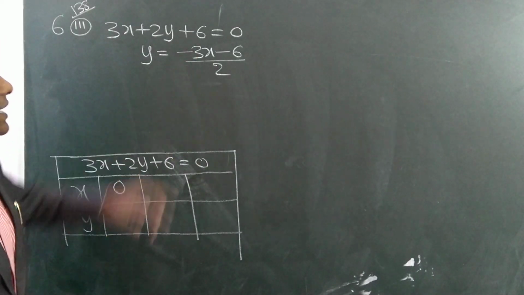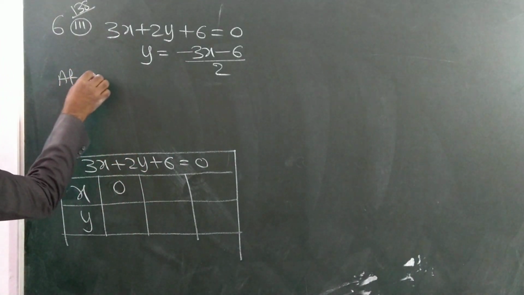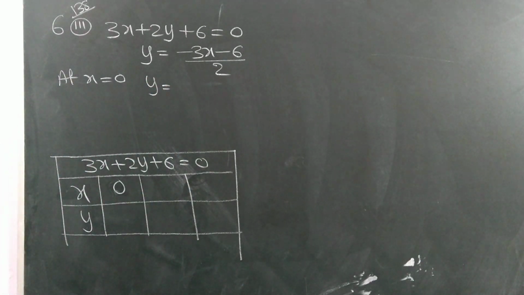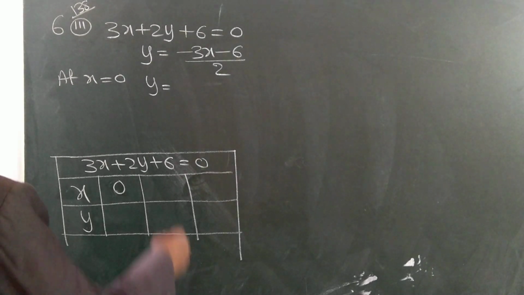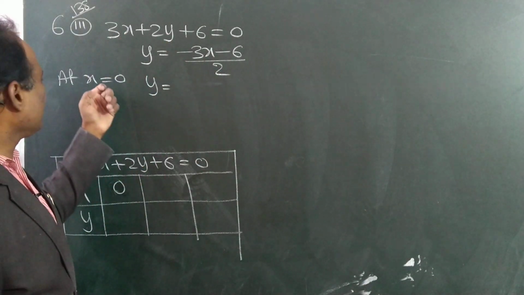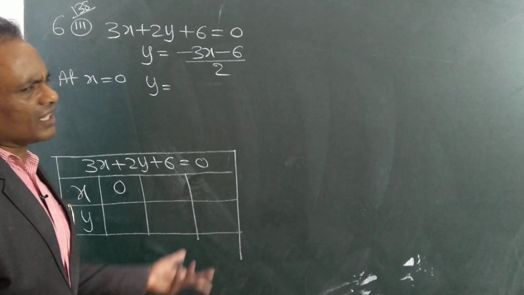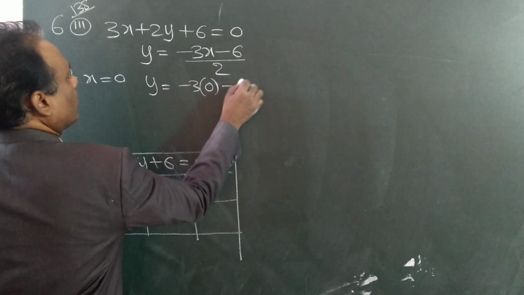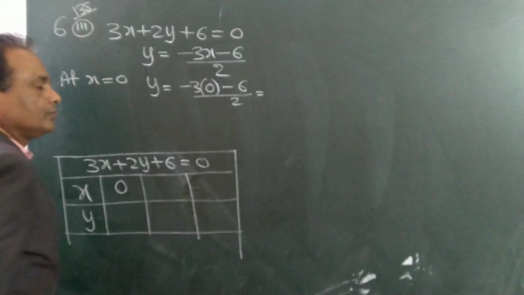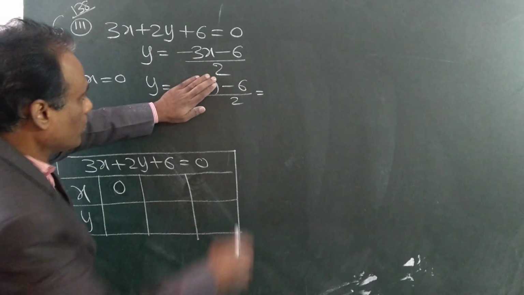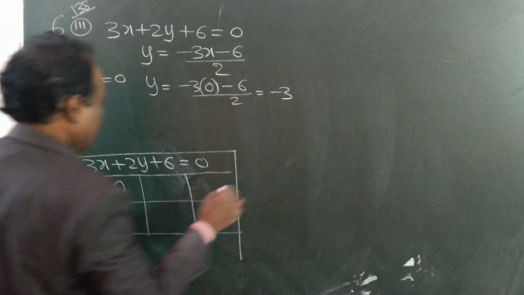Now, what x value am I taking? 0. If x = 0, what is y? Previously we substituted as it is and we got the y value; that also you can do. x = 0: minus 3 into 0, minus 6, by 2. I am taking x = 0. 3 into 0 is 0. Minus 6 by 2 is minus 3.